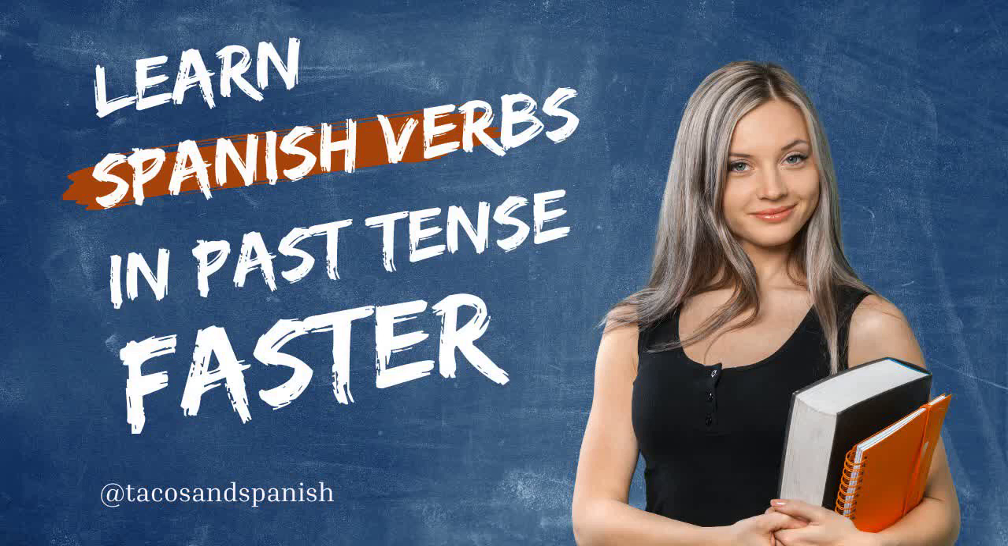So, what exactly is the past tense? Well, it's a verb form that we use to talk about things that happened in the past. In Spanish, there are two main past tenses: the preterite and the imperfect. We'll cover both of them in this video.